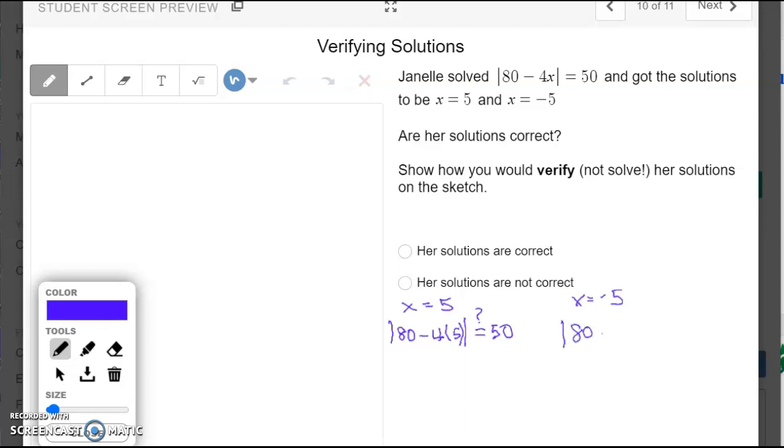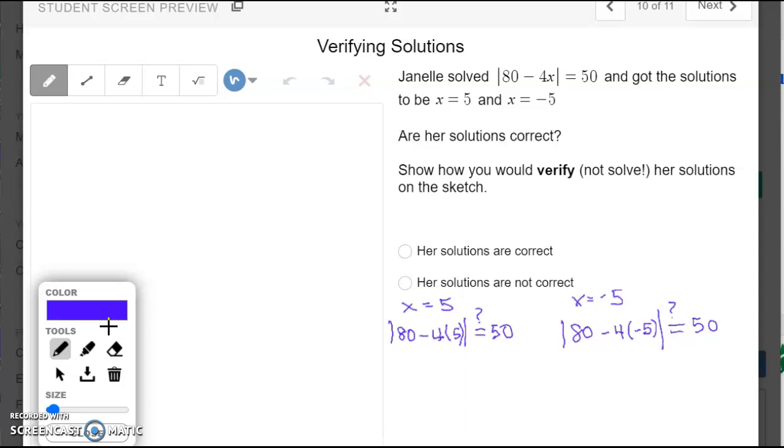80 minus 4 times negative 5. Is that equal to 50? That's the question. So you always substitute into the original equation, not a modified equation, but the original equation. So then let's start simplifying.